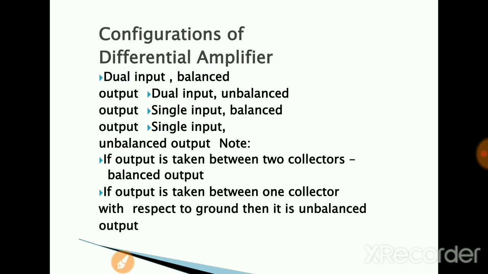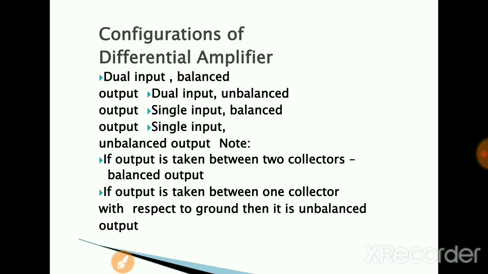Next, we are going to discuss the configuration of the differential amplifier. As I already said, the differential amplifier is mainly classified into four types: dual input balanced output, which has two inputs and two outputs. Next one is the dual input unbalanced output, which has two inputs and one output. Third one is the single input balanced output, which has one input and two outputs. Last one is the single input unbalanced output, which has one input and one output.